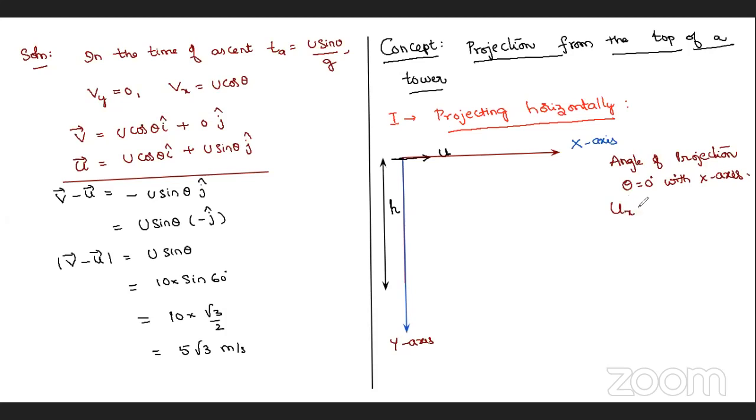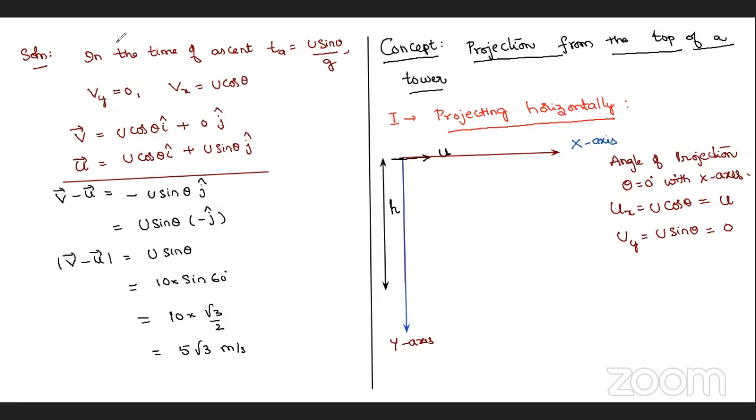Along x-axis, what is the initial velocity? Along y-axis, what is the initial velocity? You know, previously this is u cos theta and this is u sin theta. Very good. u cos 0 is 1, so u along x-axis. Sin 0 is 0, and 0 into u is 0. That is 0 along y-axis. Very good.